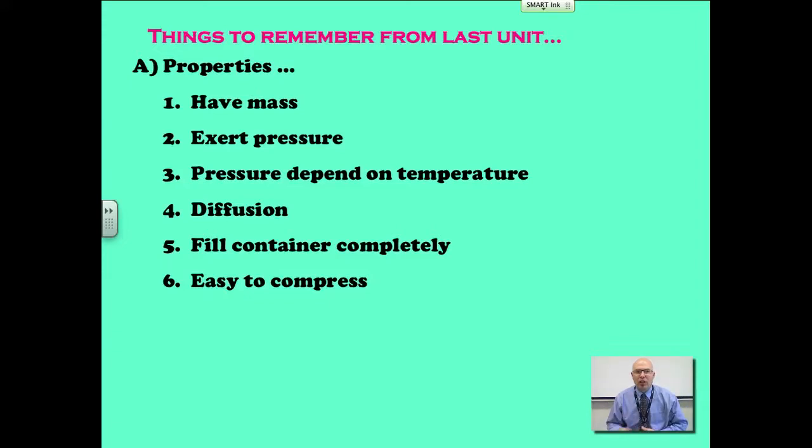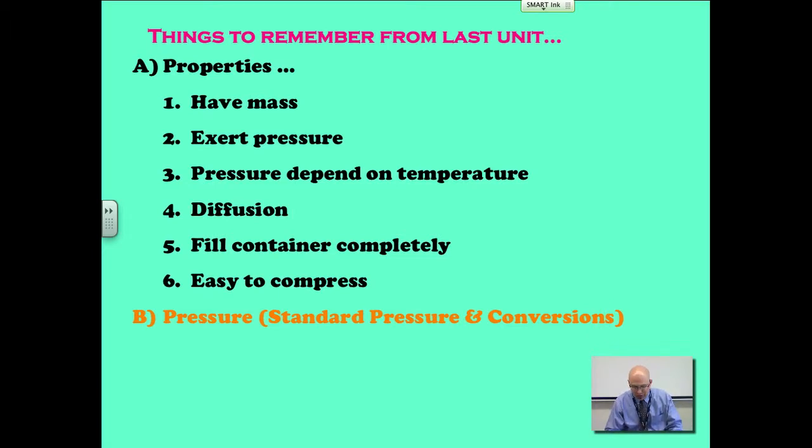All right, so moving along, we just talked about the fact that gases are easy to compress. I do want to mention again from last unit the pressure. Standard pressure conversions: 1 atmosphere is equal to 760 millimeters of mercury, which is also equal to 101.325 kilopascals. Those are three different units of pressure, atmospheres, millimeters of mercury, and kilopascals, and being able to convert.